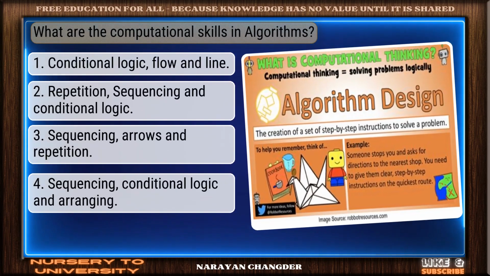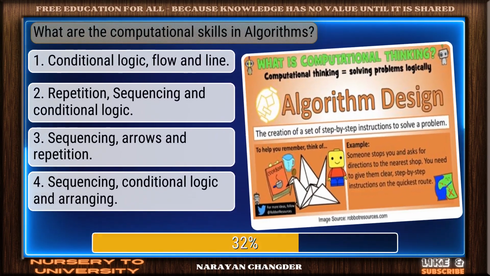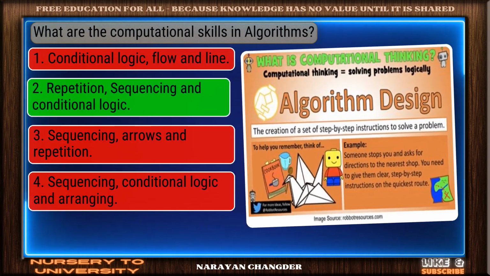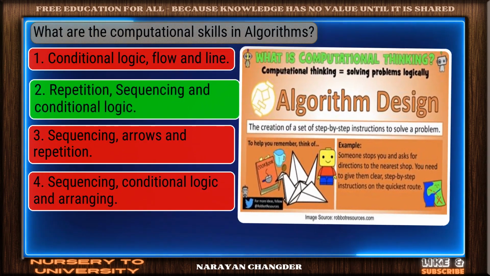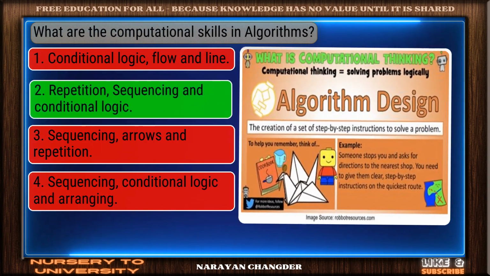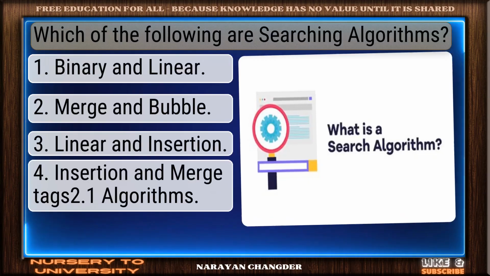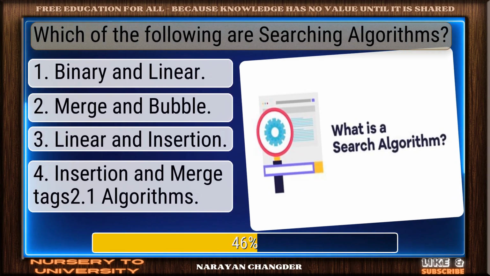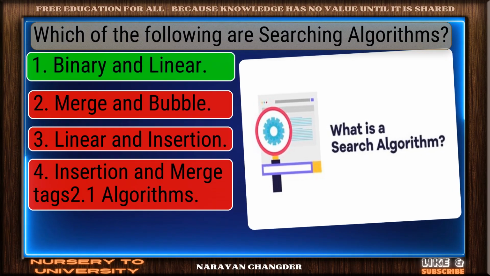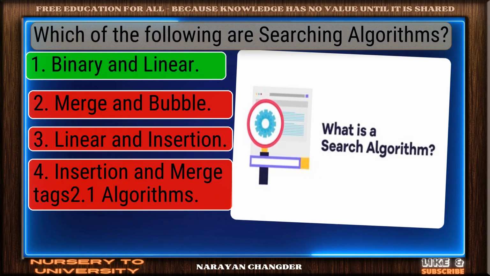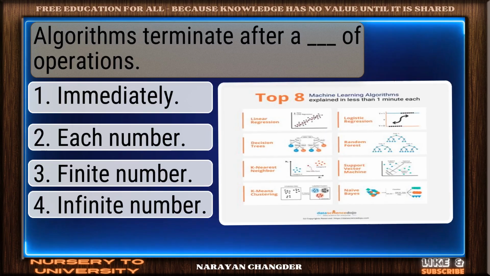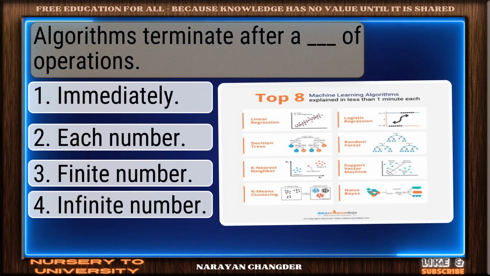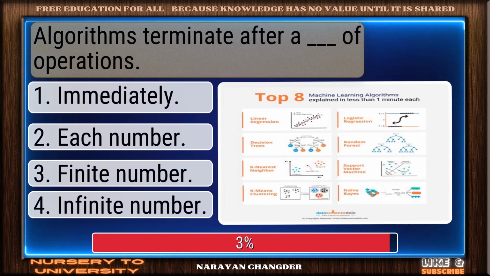What are the computational skills in algorithms? Smart pick. Repetition, sequencing, and conditional logic is the correct choice. Which of the following are searching algorithms? Excellent. Binary and linear is a brilliant choice. Algorithms terminate after a blank of operations.